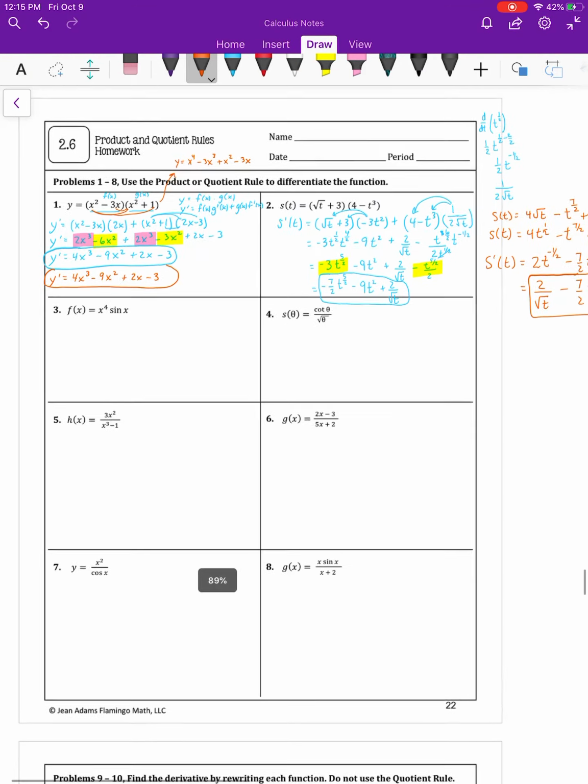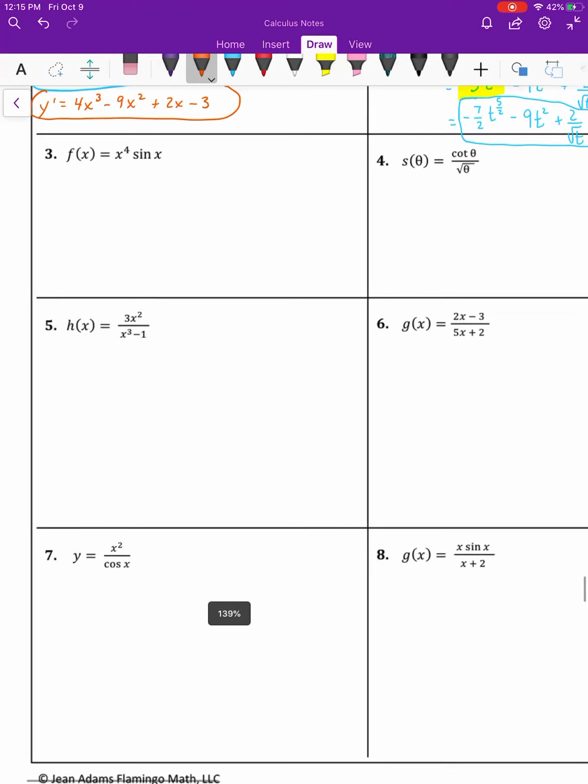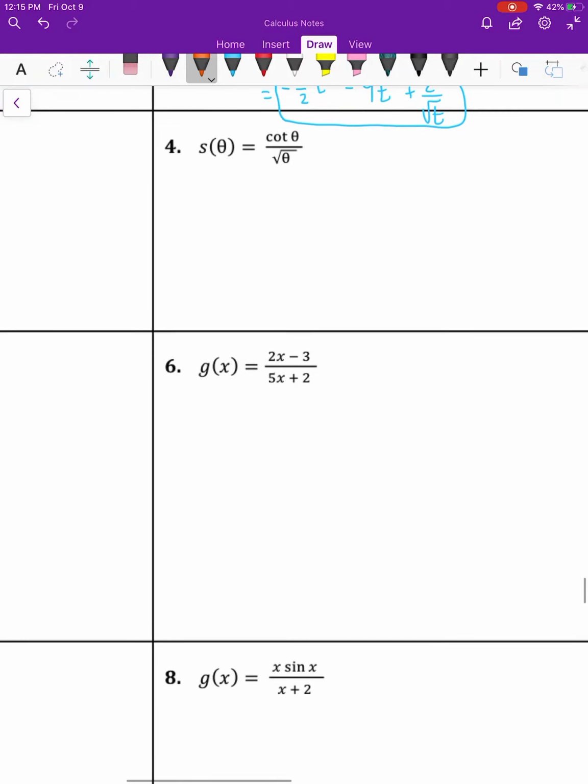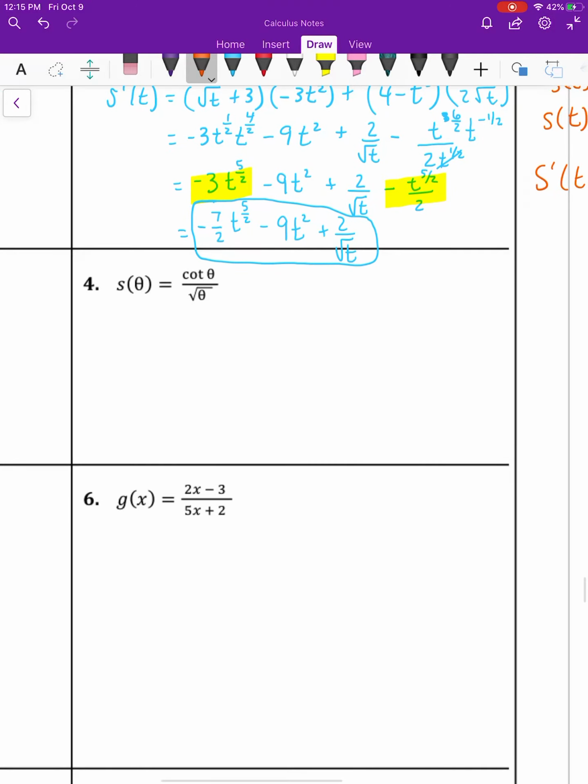Hello, Calc BC. I'm going to do a couple of quotient rule problems from your homework just to make sure that you feel okay about your quotient rule. And our quotient rule, we are looking at it as a function divided by a function.